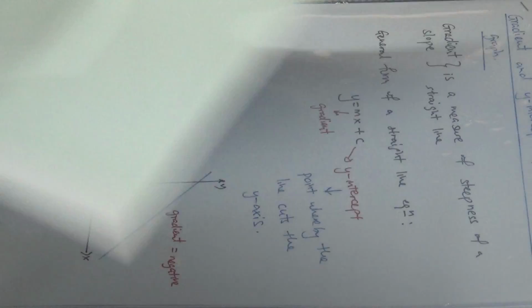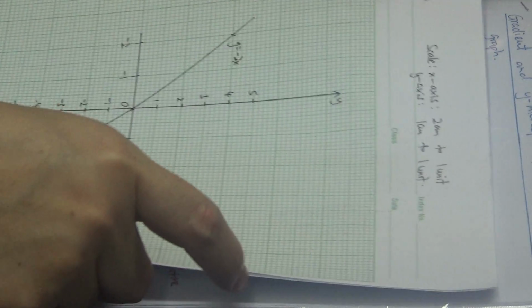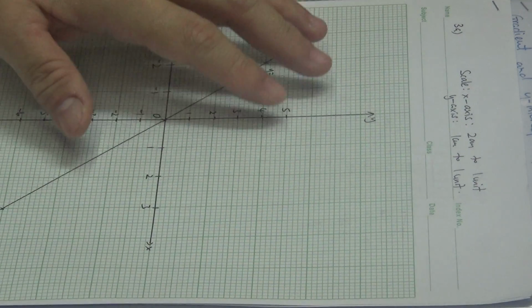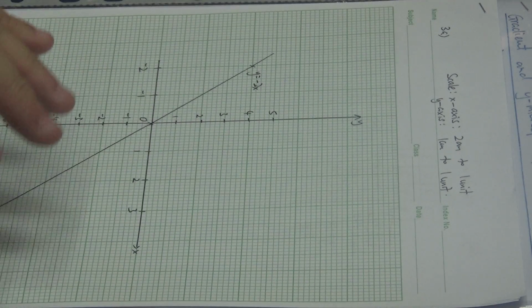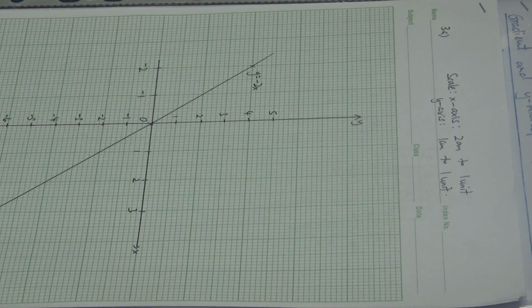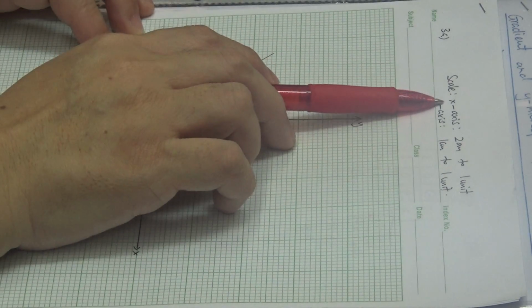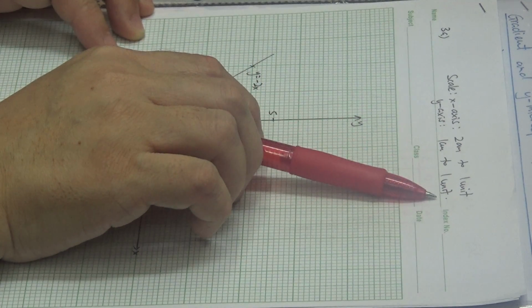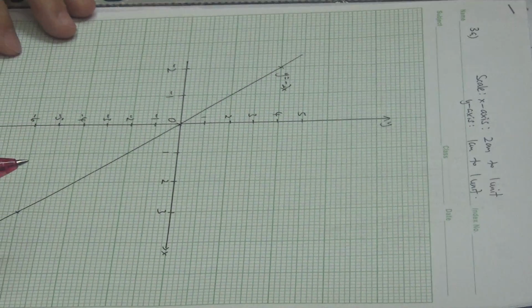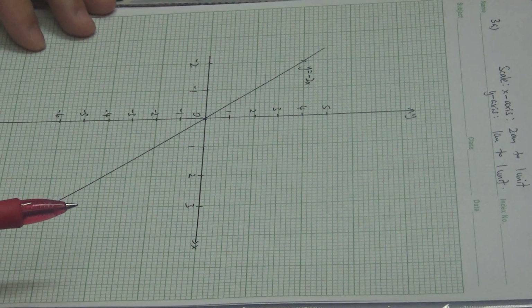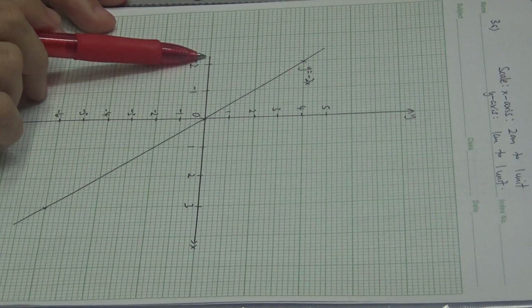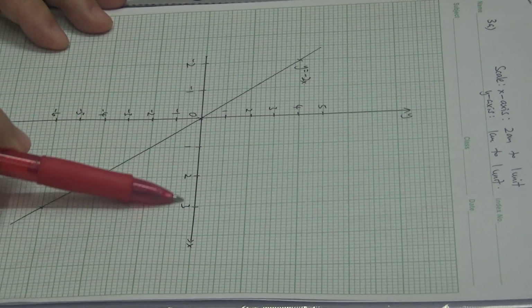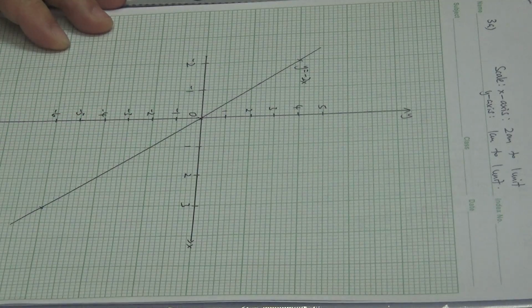Now I would like you to use this scale for this graph. Can you please take down this scale? X-axis 2 cm to 1 unit and y-axis 1 cm to 1 unit. Now you may pause the video as you are plotting. I'm going to show you the end product. This will be 2 cm to 1 unit, and this will be 1 cm to 1 unit.